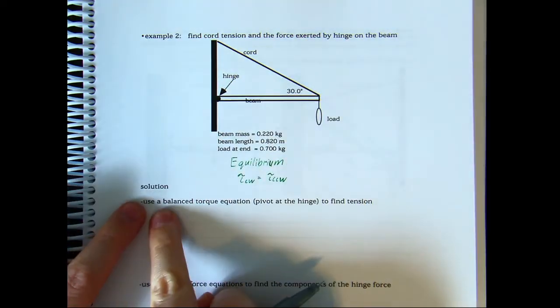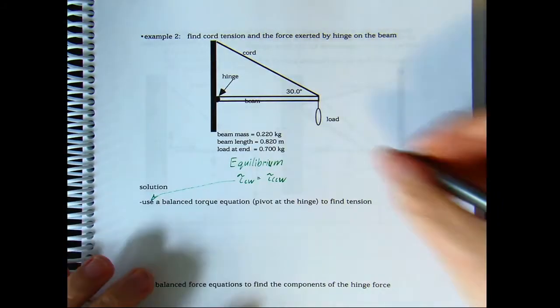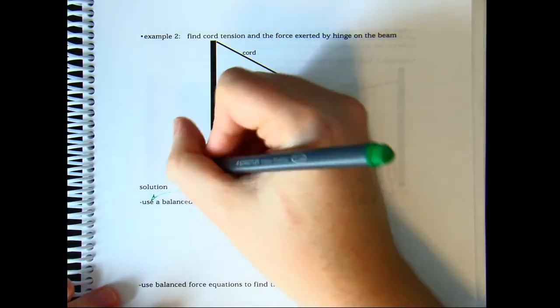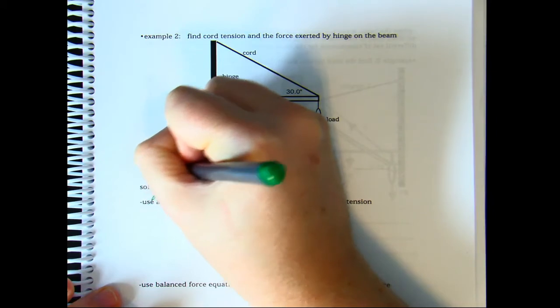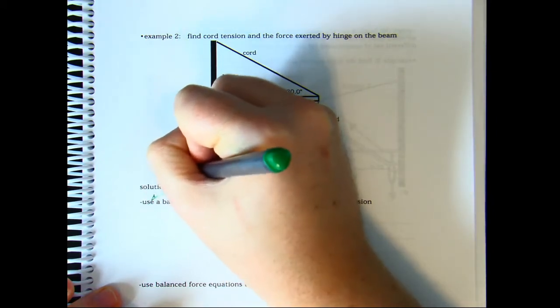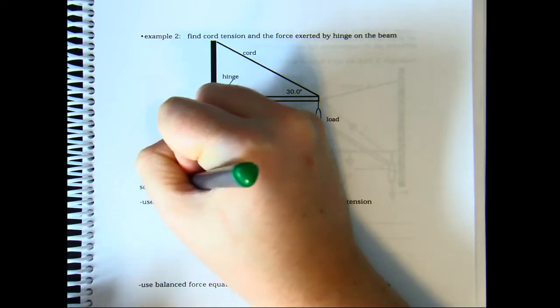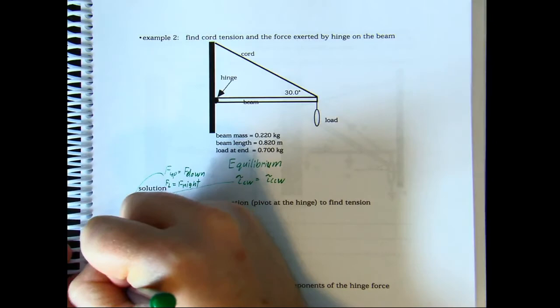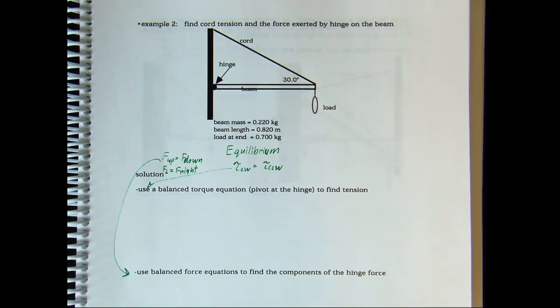That's going to give us this first guy here. We know that my forces up have to equal my forces down, and my forces left are going to have to equal my forces right, which is going to give us this guy down there.